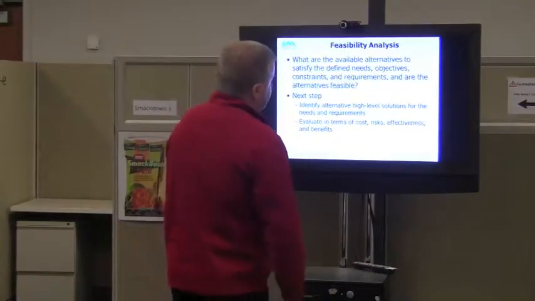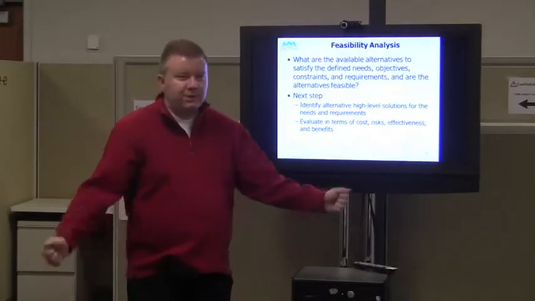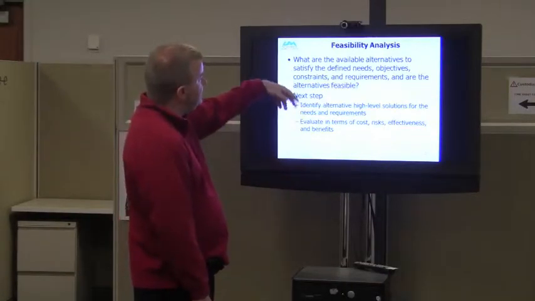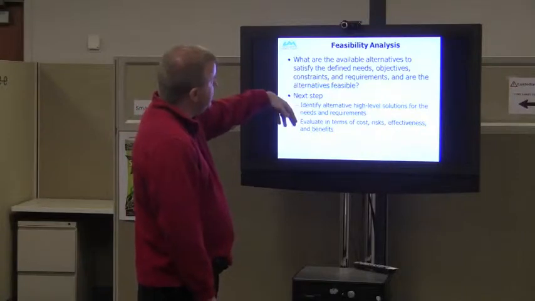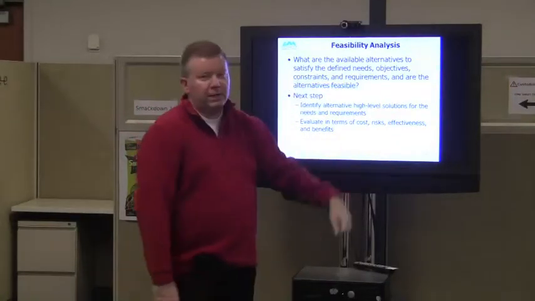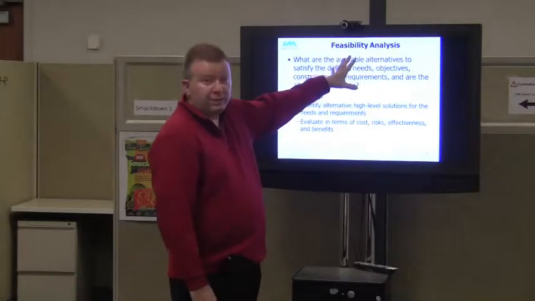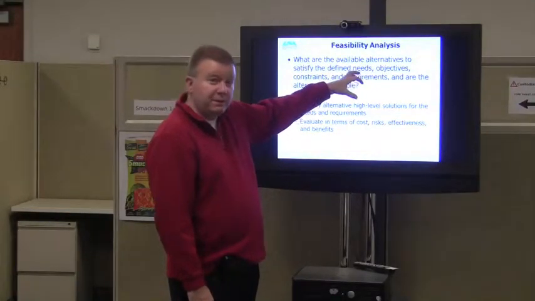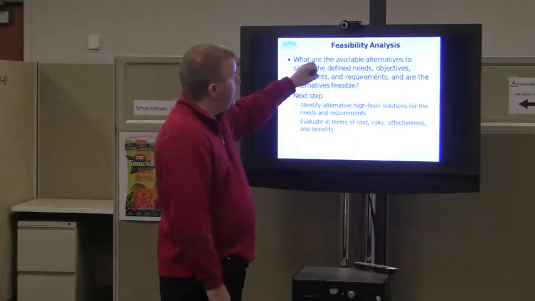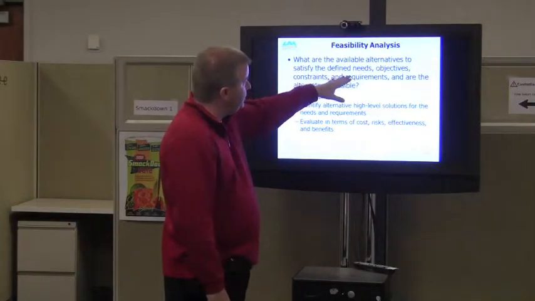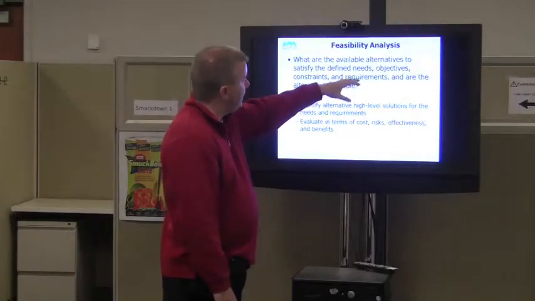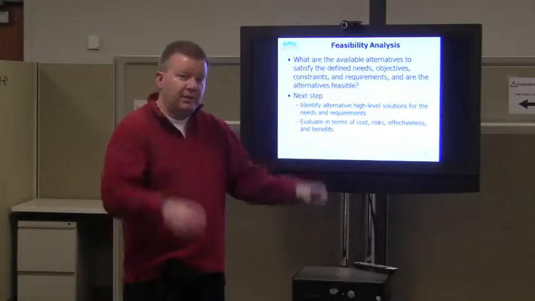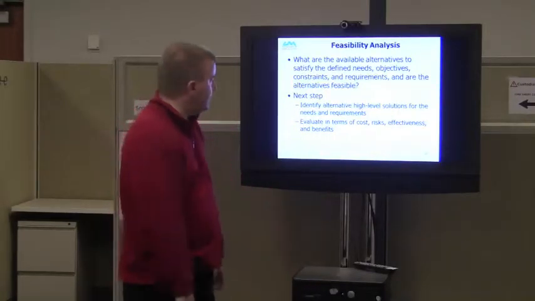So the next step is that feasibility analysis, right? We got those requirements, so now there's feasibility. What are the available alternatives to satisfy the defined needs, objectives, constraints, and requirements? And are all the alternatives feasible? This is where you create a big tree, and then you hack the limbs of the tree. This is what you'll do in the feasibility analysis study for me. You're going to figure out what are all the alternatives, define the needs, and ask are they feasible? And feasible is in the eye of the beholder. So we'll define what feasibility means.